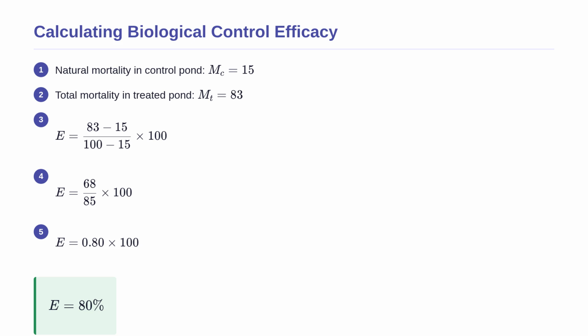In the denominator, we subtract 15 from 100, which represents the maximum possible survival rate. Dividing 68 by 85 gives us 0.80. Multiplying by 100, we get a corrected efficacy of 80%. The biological agent itself killed exactly 80% of the population.